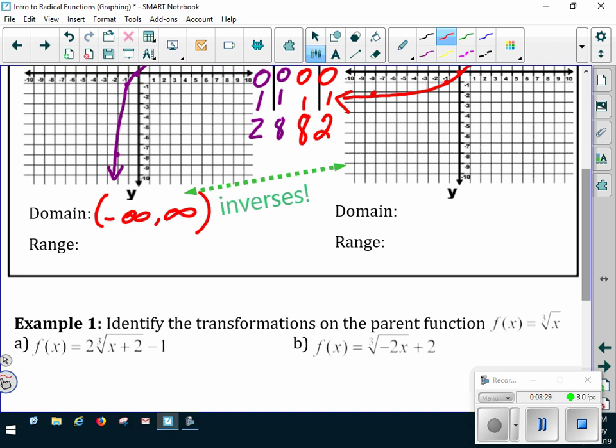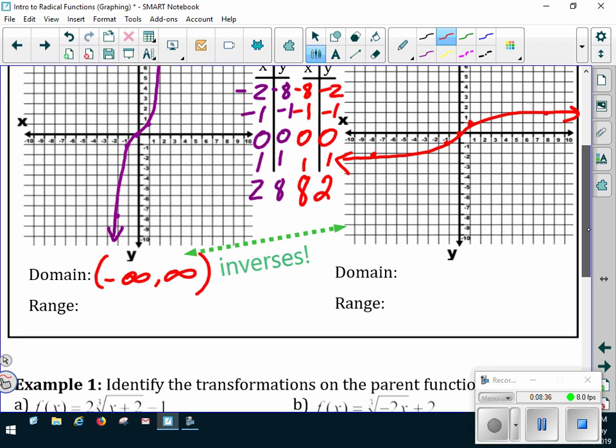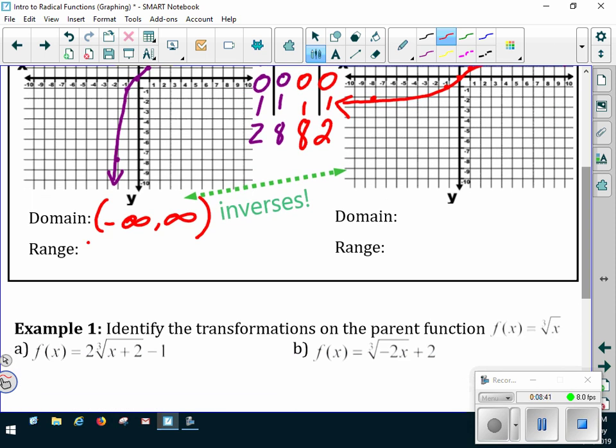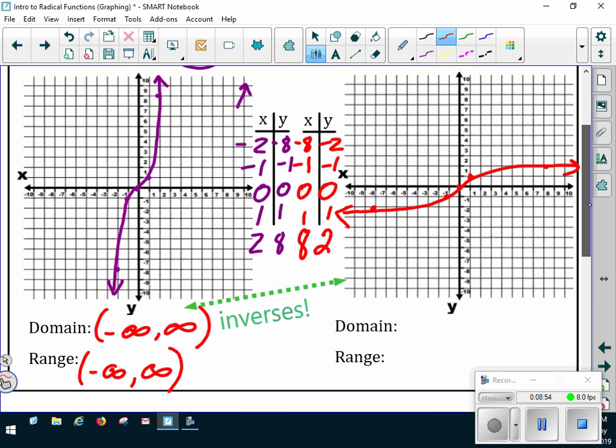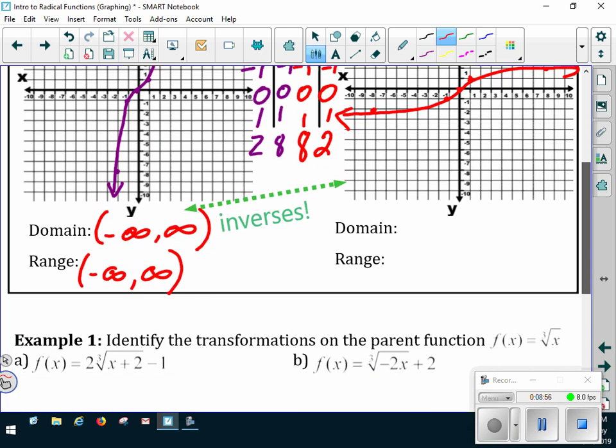What's the range? Also negative infinity to infinity. If you're going vertically up and down, negative infinity to infinity. Cube root of x. What's the domain? This way. Negative infinity to infinity. And the same on the bottom. Yep.